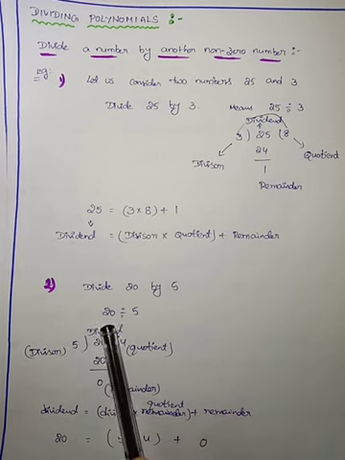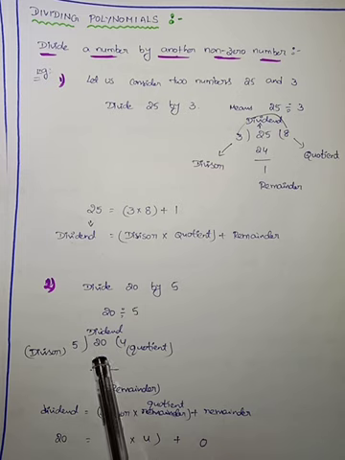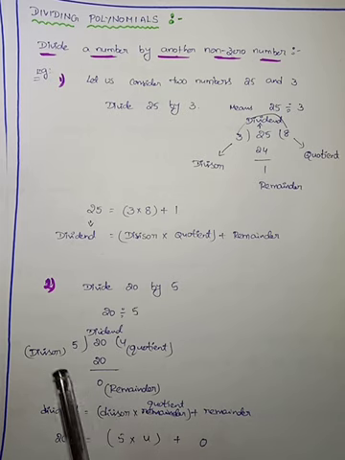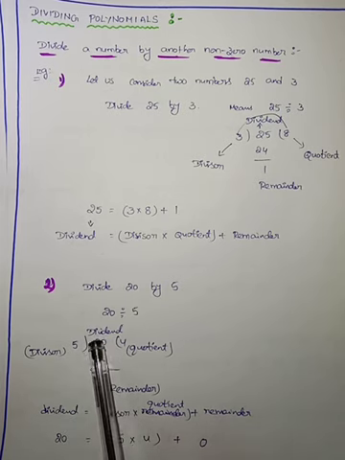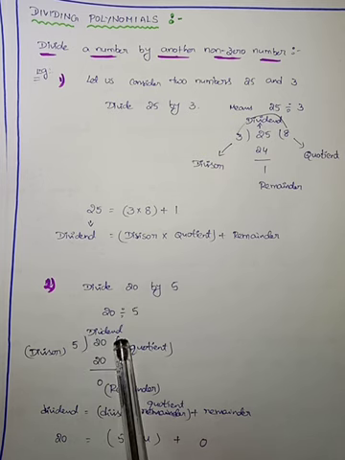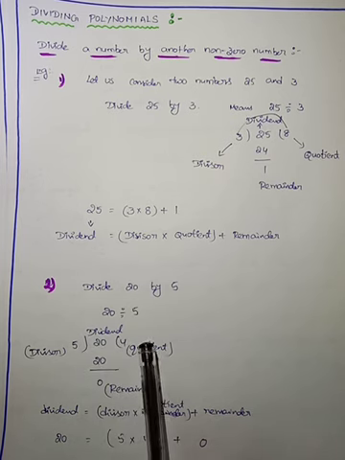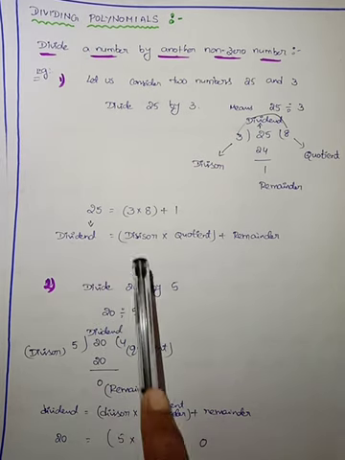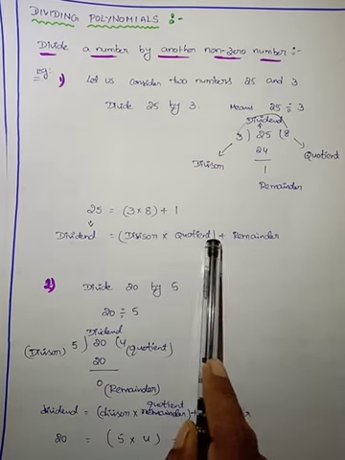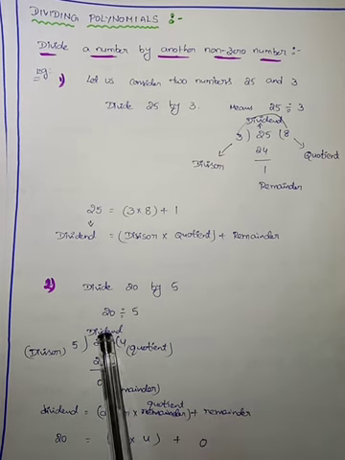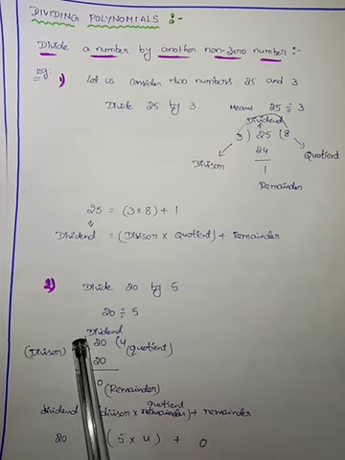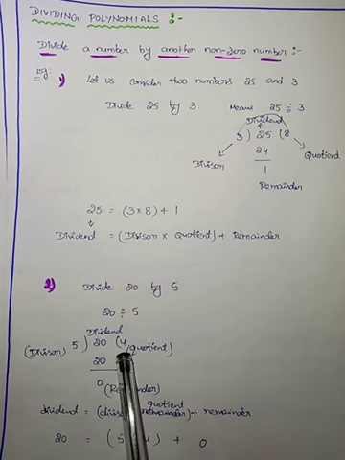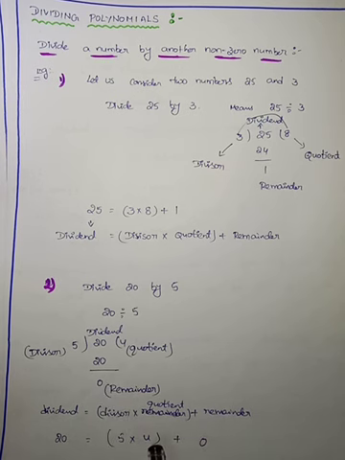5 how much? 5 fours are 20. Subtract these two, then the remainder is 0. This is the remainder, this is the divisor, this one is the dividend, and this one is the quotient. As I already said, dividend is equal to divisor into quotient plus remainder. What is the dividend here? 20. The divisor? 5. The quotient? 4. The remainder? 0. 5 fours are 20 plus 0, so 20 is equal to 20.